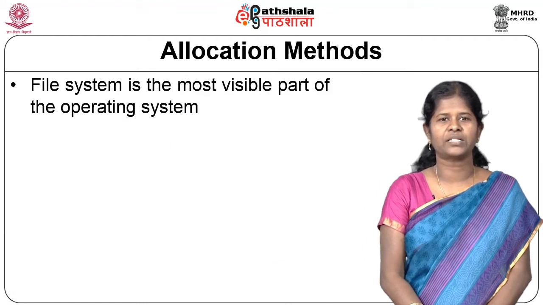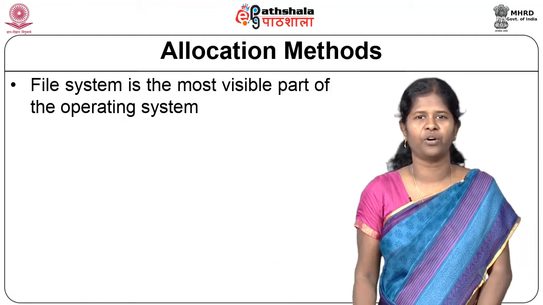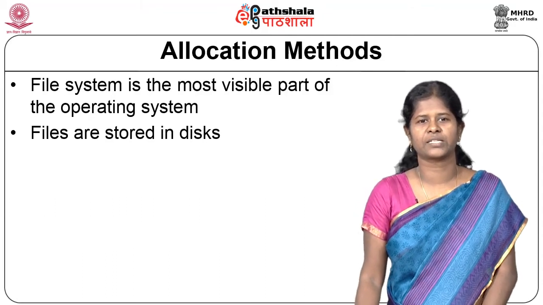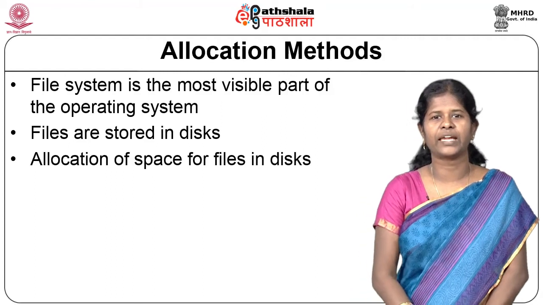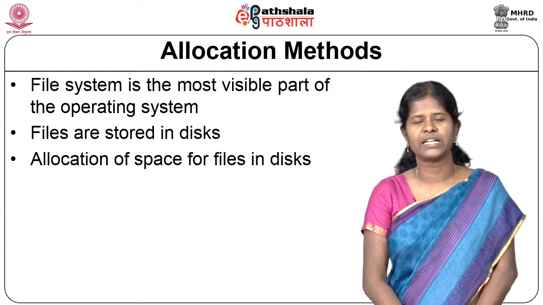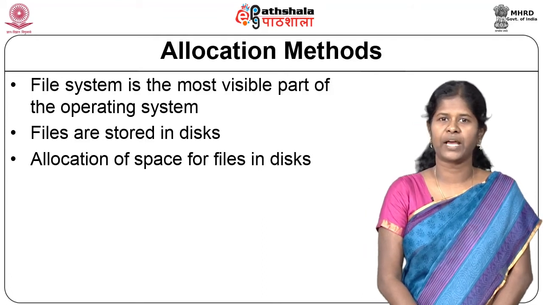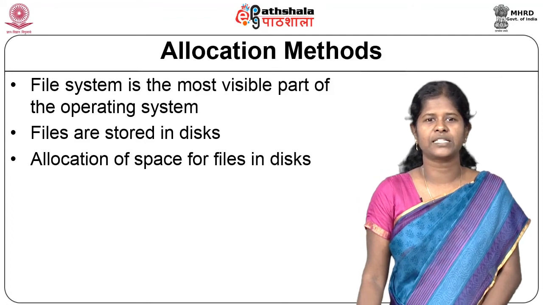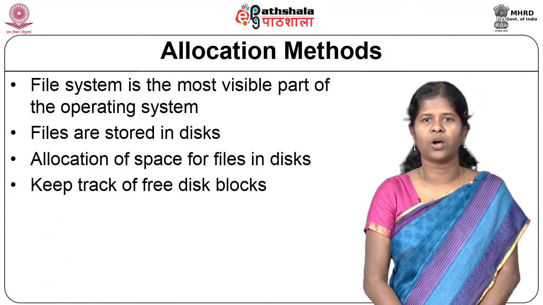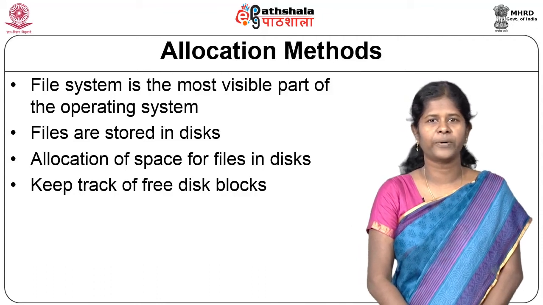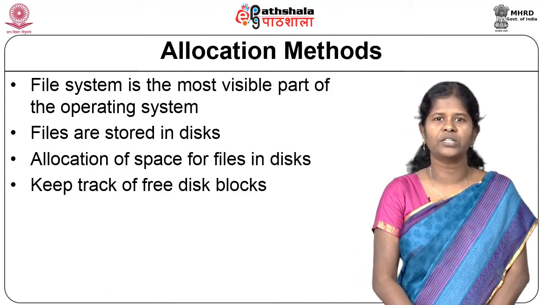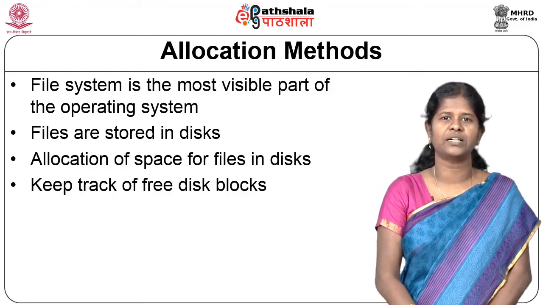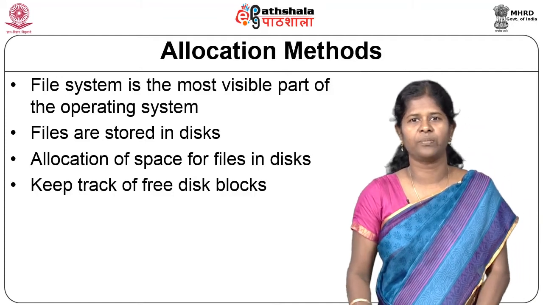So, we all know that file system is the most visible part of the operating system and all files are stored in disks, and it is necessary to allocate space for a file in disk. Whenever a file is created, the space for the file has to be allocated in the disk, and there will be space that is free, and those disk blocks have to be kept track of. So, the operating system should have control over the free disk blocks in the disk, and it also should know which disk blocks are being allocated and for which file the disk blocks are being allocated.